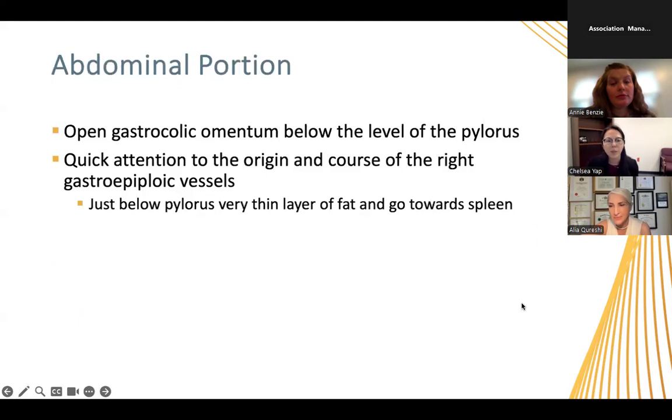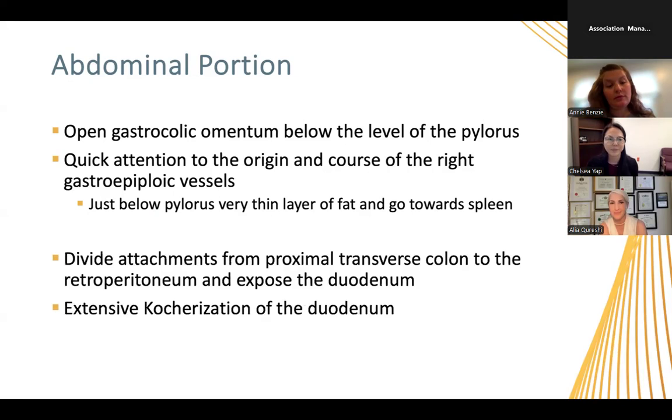So we start by opening the gastrocolic omentum below the level of the pylorus with quick attention to the origin and the course of the right gastroepiploic vessel. We found that just below the pylorus is a really thin layer of fat that helps us identify the vessel and then mobilize it towards the spleen, as opposed to identifying the vessel more towards the spleen as some other practices do.